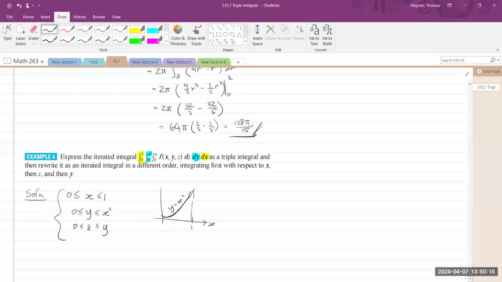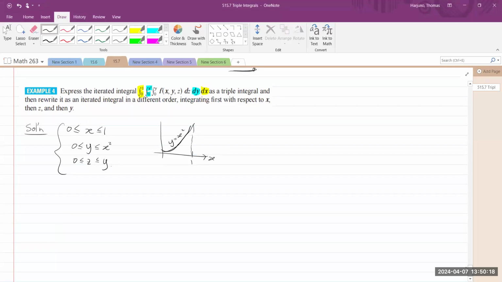That's the D1, maybe we call that. In 3 dimensions, it looks like this. So 0 to 1, let's say here, and then we have a part of that parabola, which looks like this. This is y equals x squared. Now, as for z, it will start from 0 to y. It looks like this, I think. And this part here is curved.